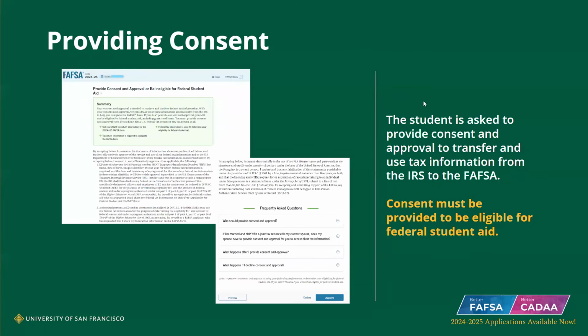You have to provide consent. And this consent is to transfer the tax information from the IRS to the FAFSA. Please remember that if you do not consent, you or the student will not be eligible for federal student aid. So consent is required.